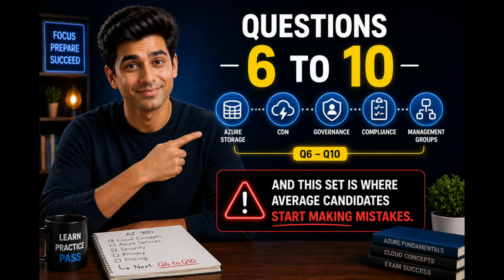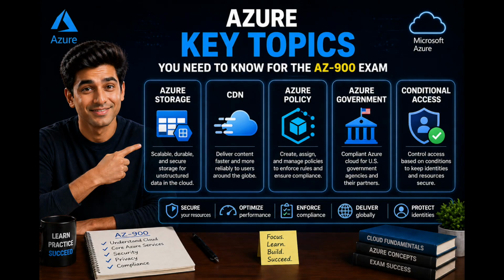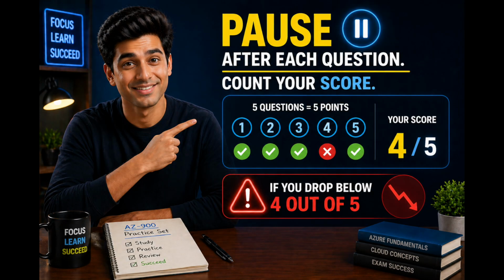Questions 6 to 10. And this set is where average candidates start making mistakes. Azure Storage, CDN, Azure Policy, Azure Government, and Conditional Access. These look straightforward, but Microsoft writes the options to trap you. Pause after each question. Count your score. If you drop below 4 out of 5, we'll show you exactly why.